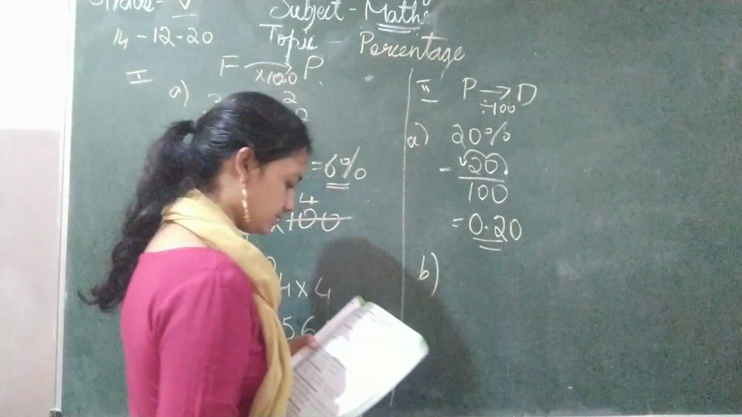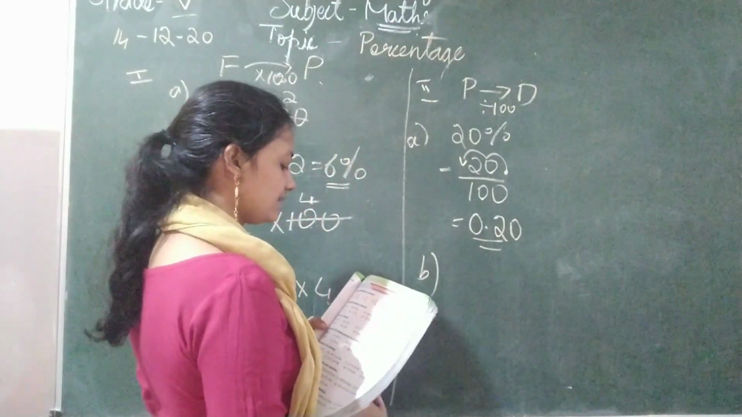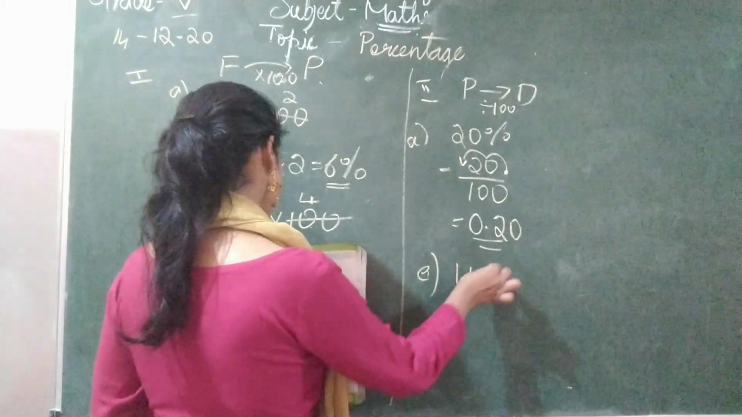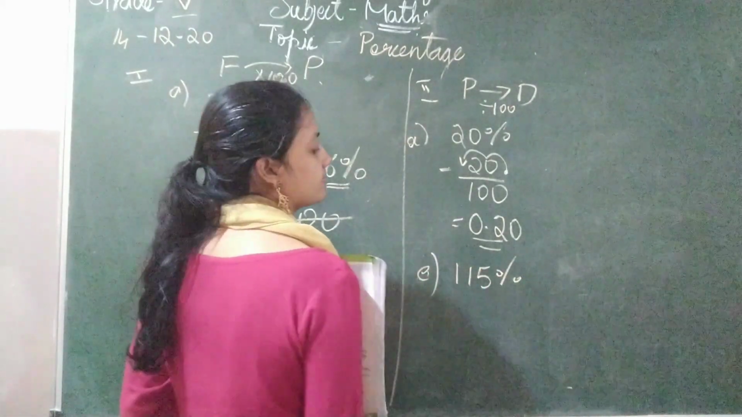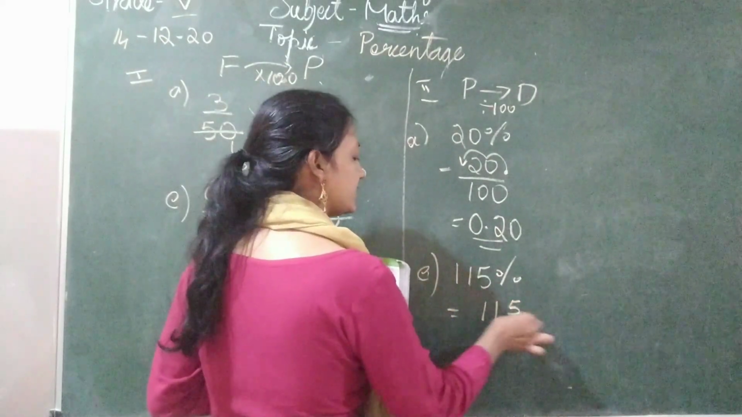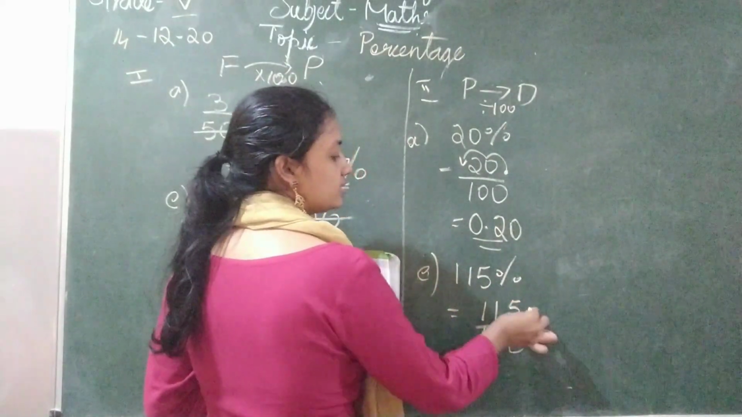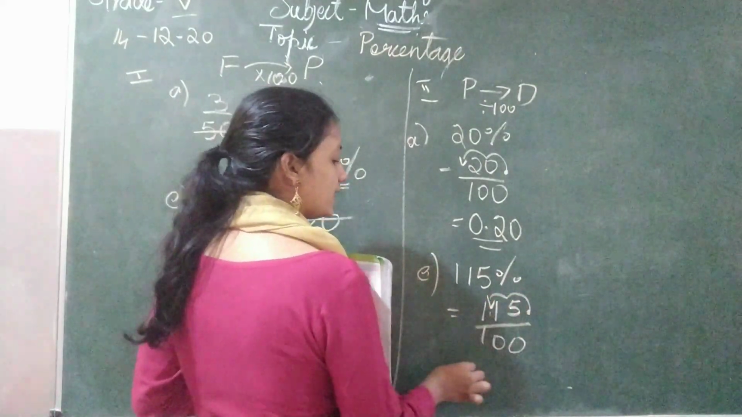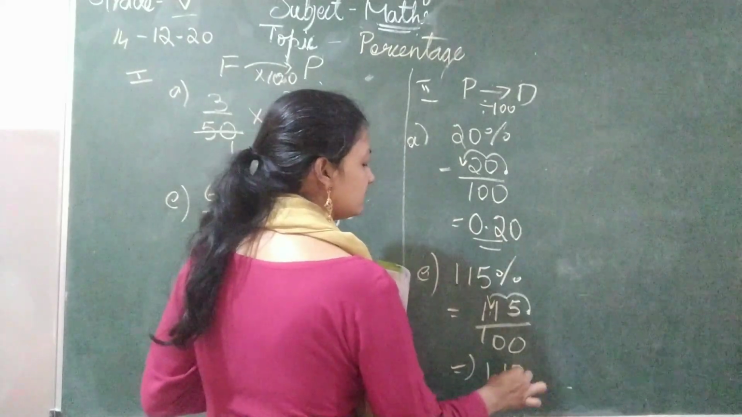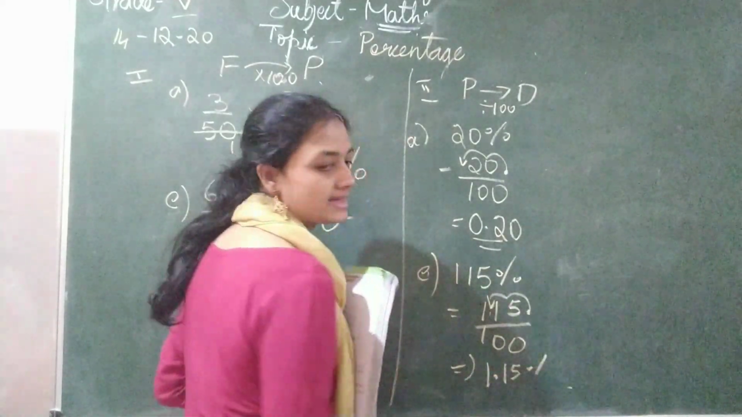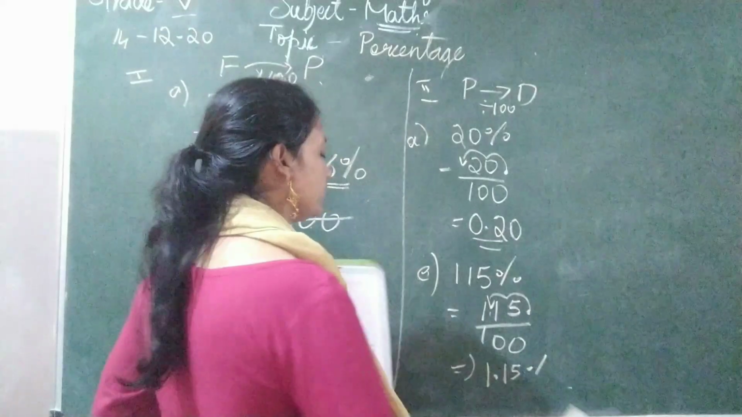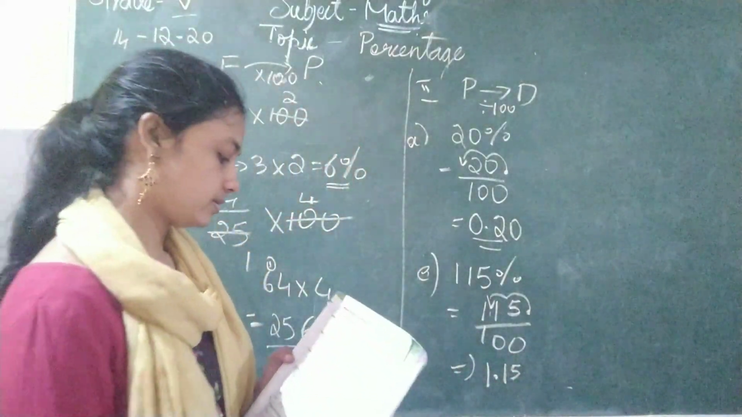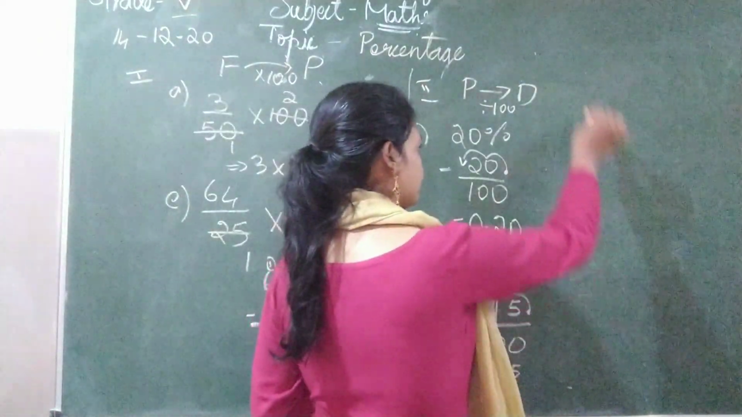Second one. Let me take a different one, E1: 115%. So 115 divided by 100. The decimal is in the last. 1, 2 jumps. So my answer will be 1.15. Not percent, it is a decimal. 1.15 is my decimal.